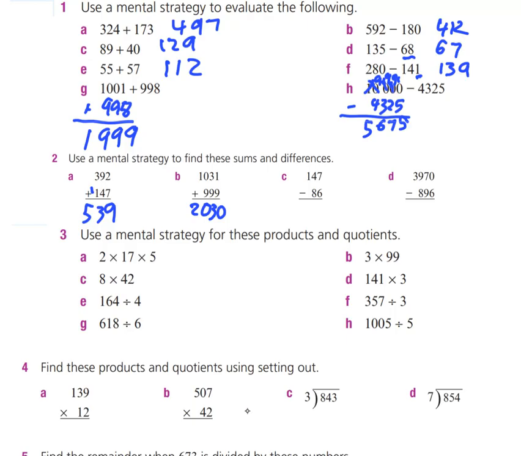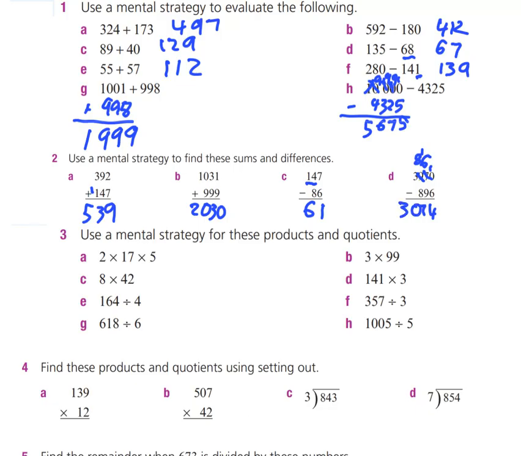7 take 6 is 1, and a bit of a shortcut, 14 take 8 will be 6. Over here, 0 take 6 I can't do, so I'm going to have to take from this one. So make that a 6, 1. 10 take 6 is 4. 6 take 9 I can't do, so I've got to take from the 9 and make it an 8. Make 16. 16 take 9 is 7. 8 take 8 is 0. 3 take nothing is 3.